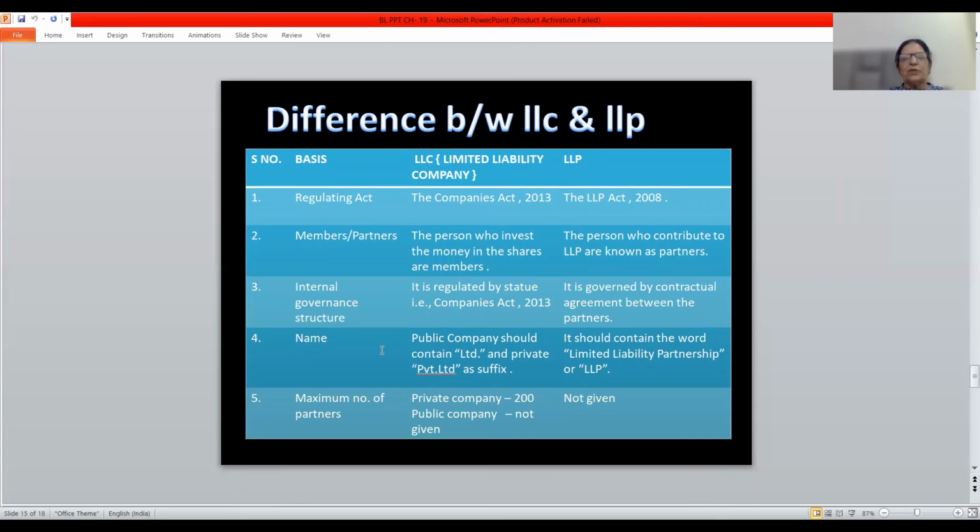Name. Public company should contain limited beyond its name, and private company should put private limited as suffix. But LLP should always write limited liability partnership or LLP as suffix. Maximum number of partners. Private company, the maximum number of partners is 200 under the Companies Act 2013, which was 50 earlier. But public company maximum limit is not given. And even for LLP, under the LLP Act 2008, maximum limit has not been provided.